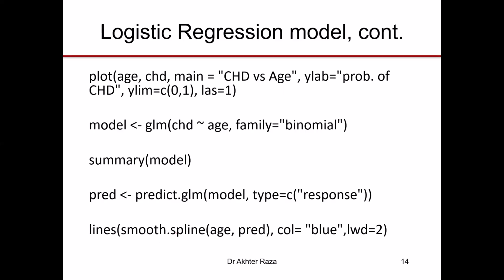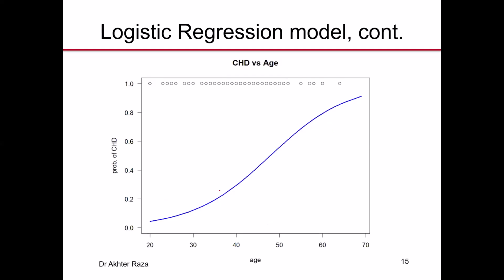And if we plot the line between the age and the predicted values, age and the predicted values will give us a sigmoid function, because the predicted values are predicted probabilities. So if we are plotting the probabilities, then the graph will be like a sigmoid function. This is the output of my logistic regression model.